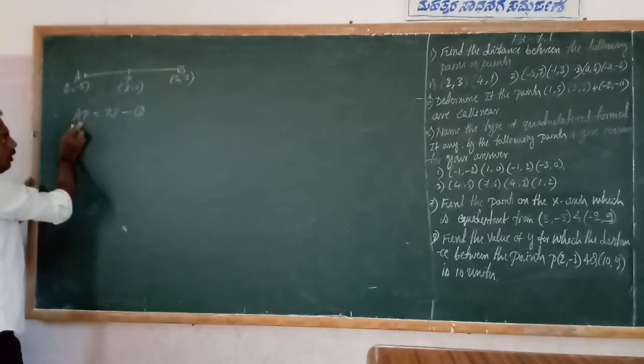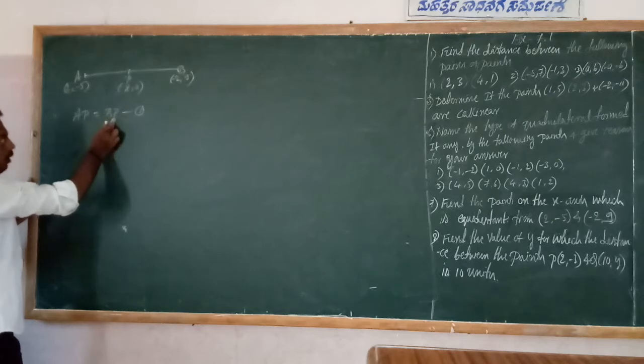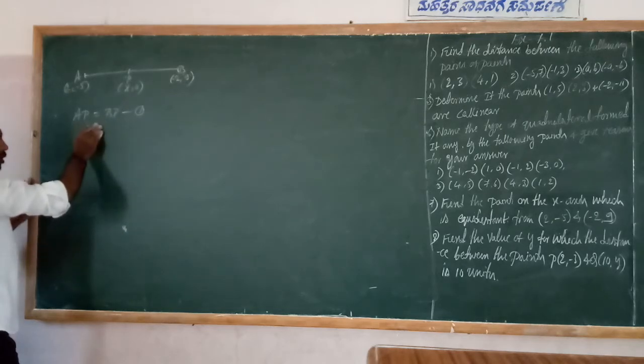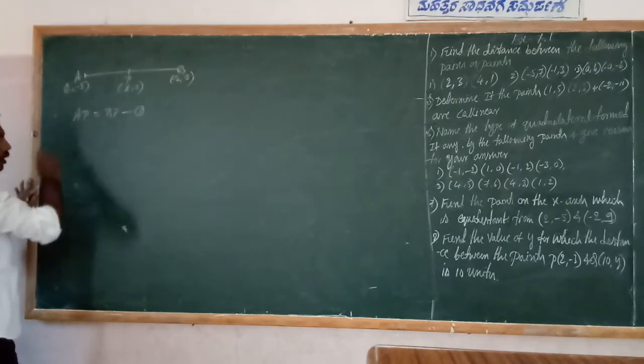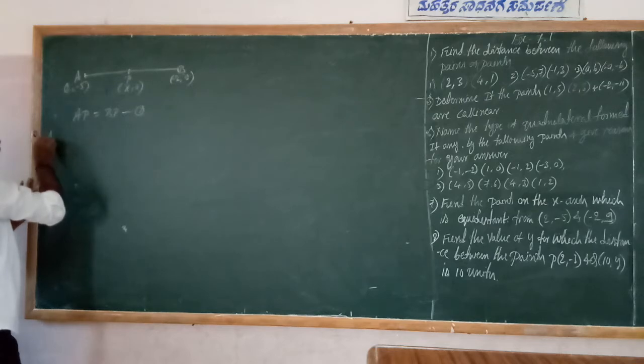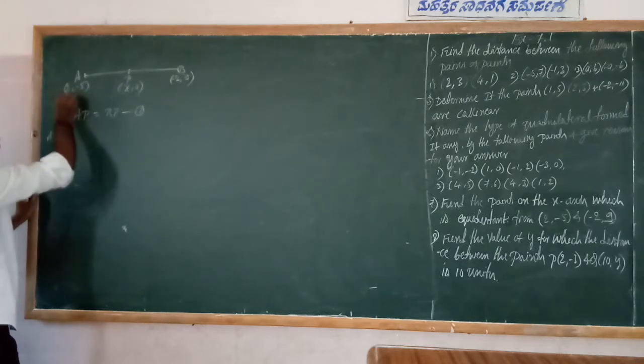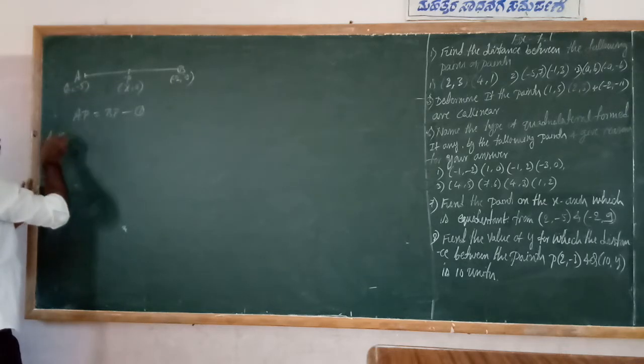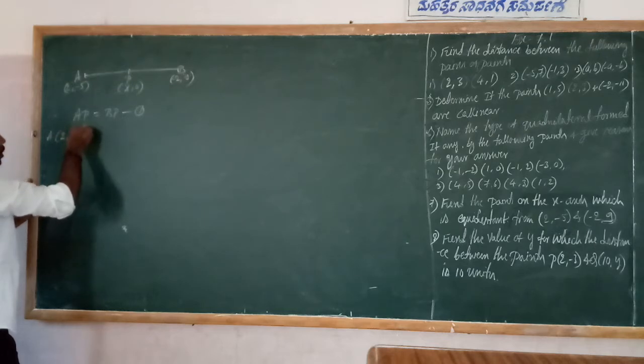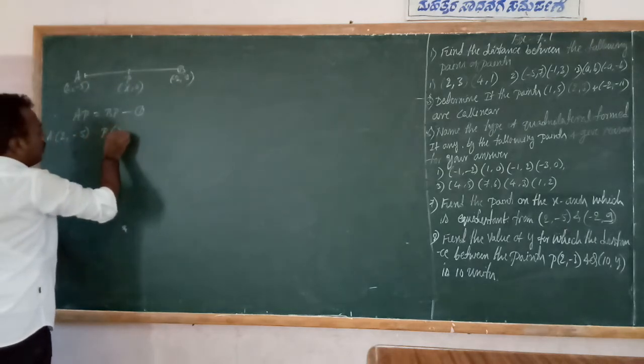First we have to calculate the length of AP and the length of BP. Then we have to substitute in equation number 1. After that we have to calculate the x value. Okay, first I will calculate AP. If you want AP, first you have to write down the coordinates of A, (2, -5), and P (x, 0).